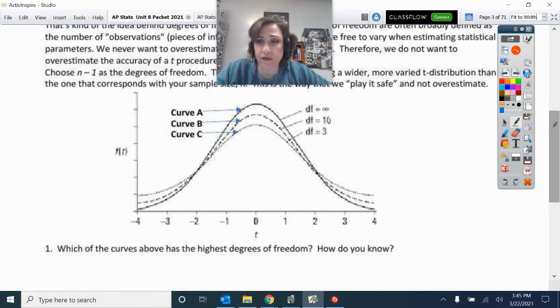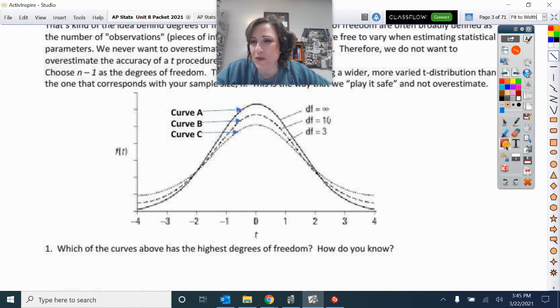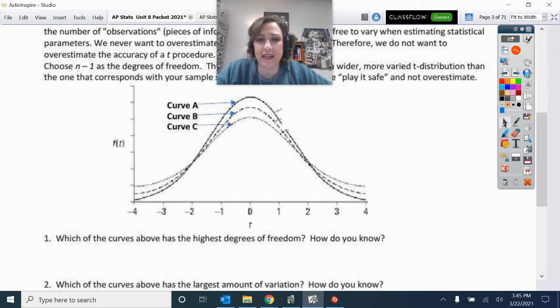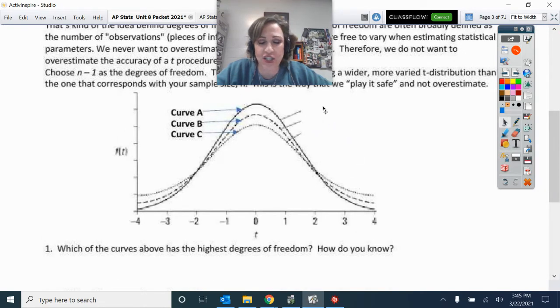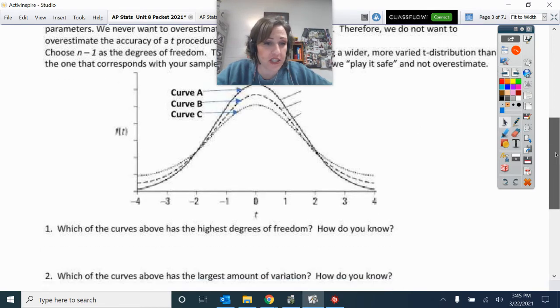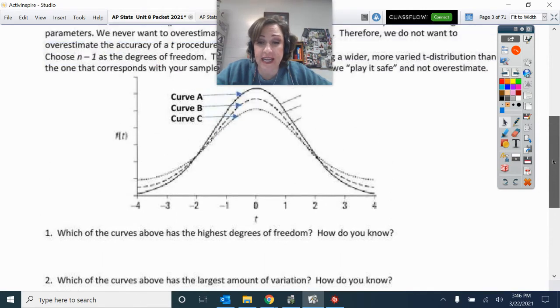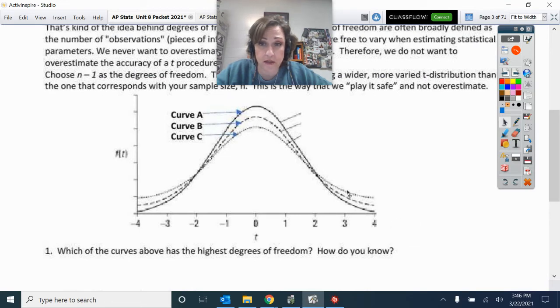Which one of these curves, of course, I have it written in there, but if you did not see this, could you even tell which one of these curves would have the highest degrees of freedom, and how do you know? Okay. Next question. Which of these curves above has the largest amount of variation, and how do you know? Okay. Largest amount of variation.